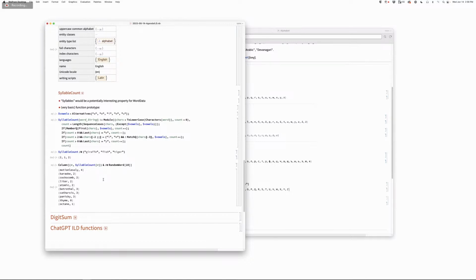Right. So this is another ChatGPT suggested function. We don't have syllables in word data. We do have properties of hyphenation, but it doesn't 100% correspond. And the word data doesn't include inflected forms.